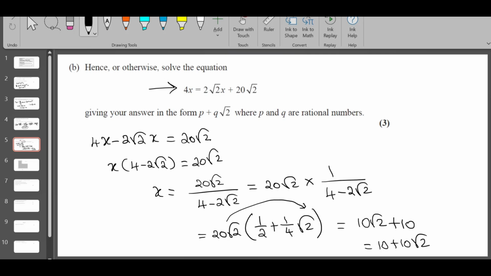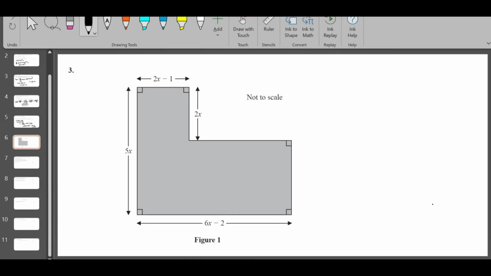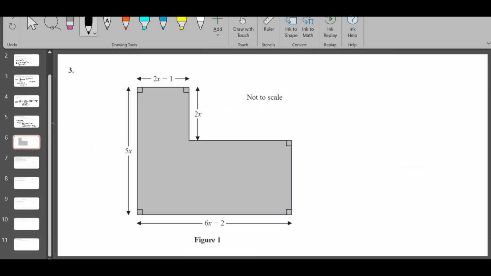That's all. Question number 3 now. We have a diagram given. Figure 1 shows the plan of a garden. The marked angles are right angles, the 6 edges are straight lines, the lengths shown in the diagram are given in meters. Given that the perimeter is greater than 29, show that this. To find the perimeter, we need to add all the boundary lines.